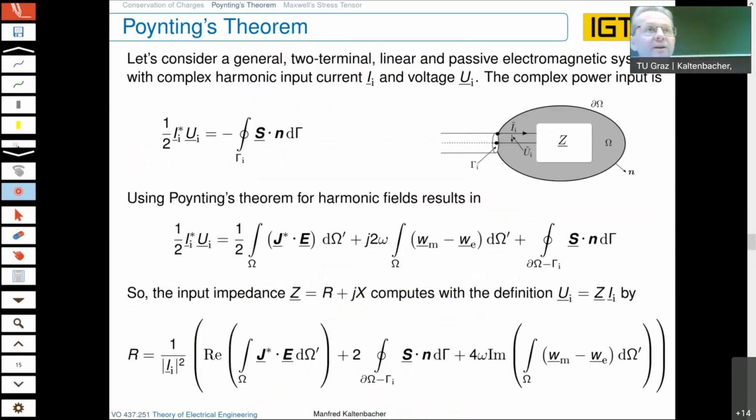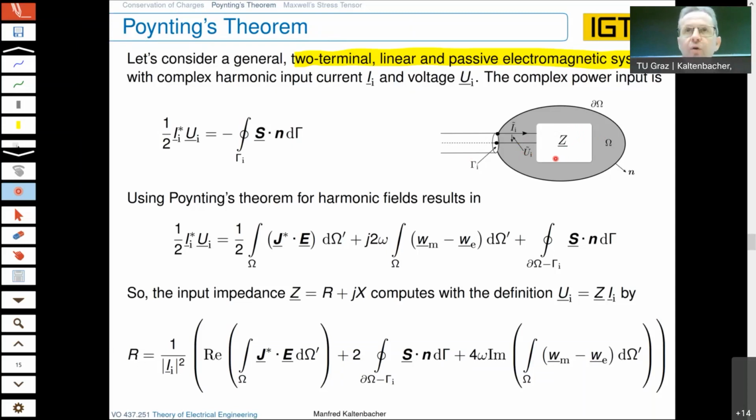Okay, before we come to this, let's have another example here. We have a two-terminal linear passive electromagnetic system as shown here, and we apply a current to this system, and we will see that if the frequencies are increasing and increasing, we also have to take into account the radiating energy out of this system. However, in any case, the system is just characterized by the impedance.